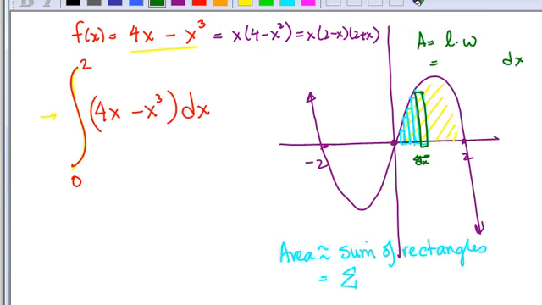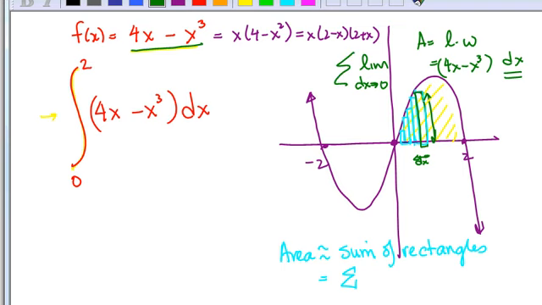How long is it? Which means this distance. Well, that's just the y value of the function, and the y value of the function is defined by this. So the length is 4x minus x cubed. So notice there's my expression for area. And now I take the limit, make this go really small, so I take the limit as dx goes towards 0, and add them all up.